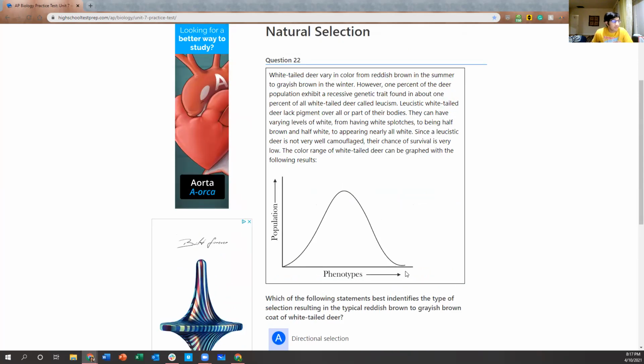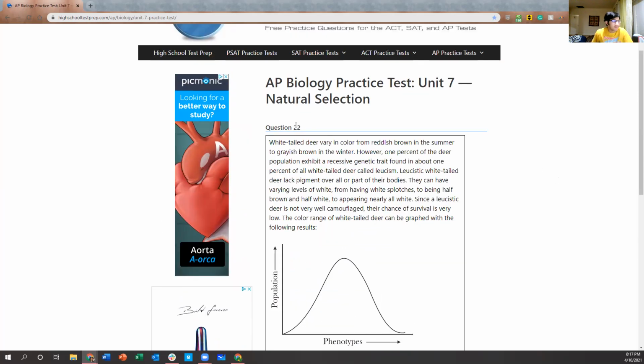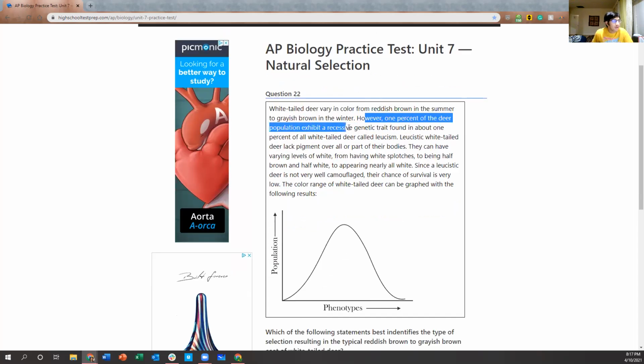So this looks like it'll probably be some sort of selection question. White-tailed deer vary in color from reddish-brown in the summer to grayish-brown in the winter. 1% of the deer exhibit a recessive genetic trait called leucism. Leucistic white-tailed deer lack pigment over all or part of their bodies. They can have varying levels of white, from white splotches to being half brown and half white to nearly all white.